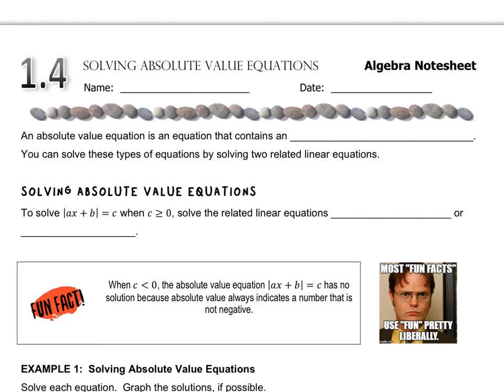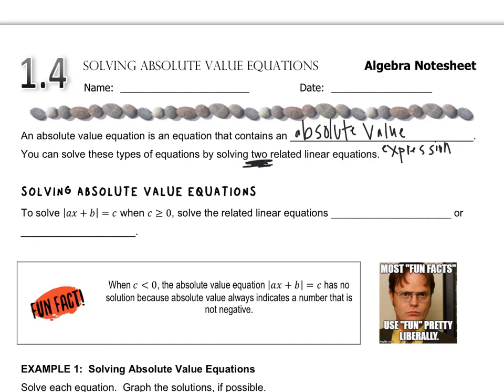Another type of equation you can have is something called an absolute value equation. An absolute value equation is a little different than a regular equation because it contains an absolute value, right? Obviously. You can solve these types of equations by solving two related linear equations. So you have to solve two different equations.